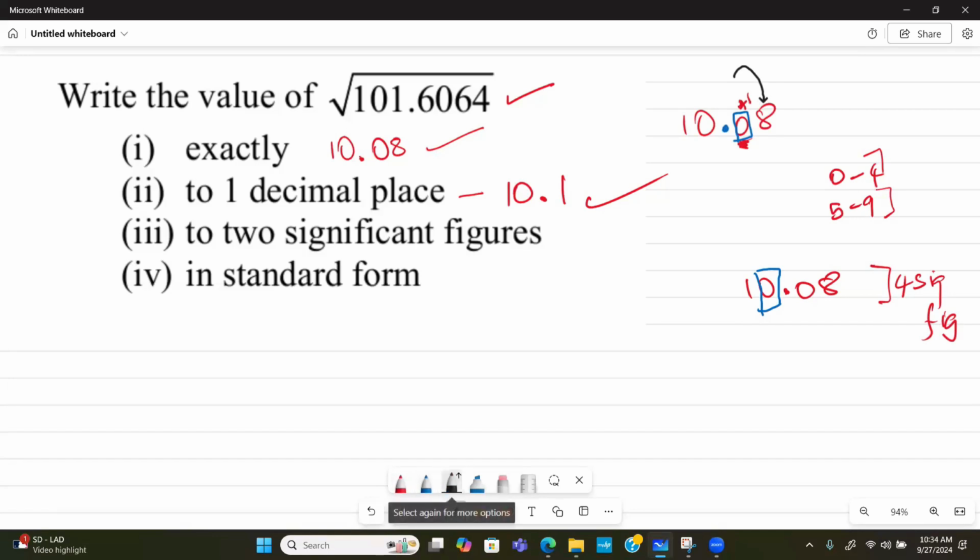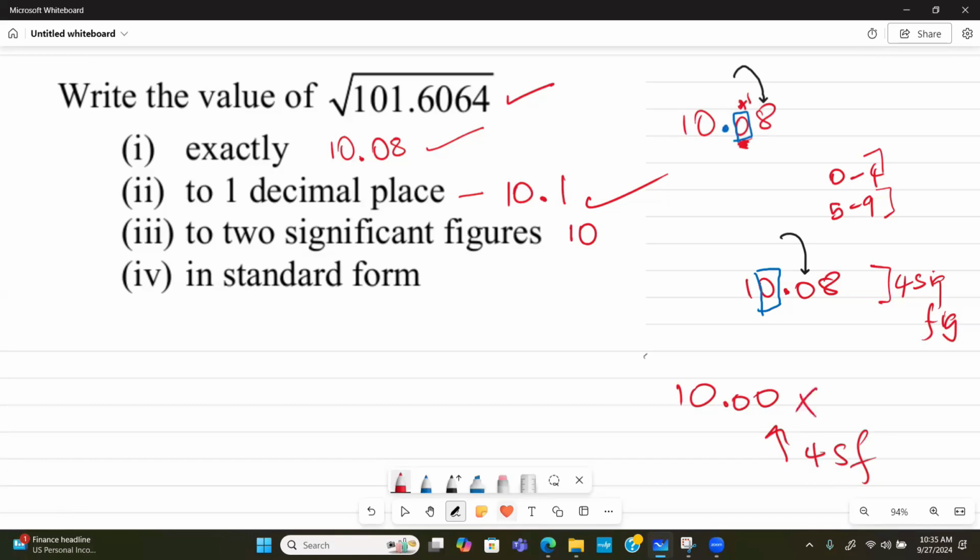Then I'm going to look next door. Because next door is a 0, it's going to fall in the 0 to 4 category, which means that I'm going to leave that spot as is. So my response to two significant figures will be 10. And if you think we should write 10.00, this is actually 4 significant figures, so we have to be careful. Because remember, once you start counting significant figures and there is a decimal point in your mix, everything after that will be significant. So we cannot do this, not in this case. So there it is. We're looking at 10 right there.